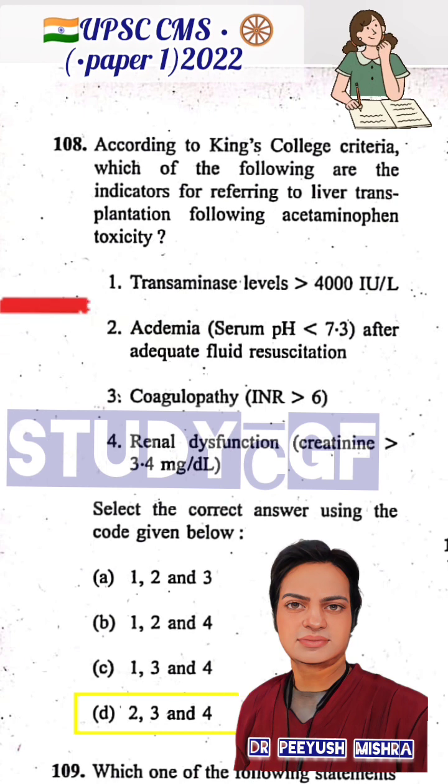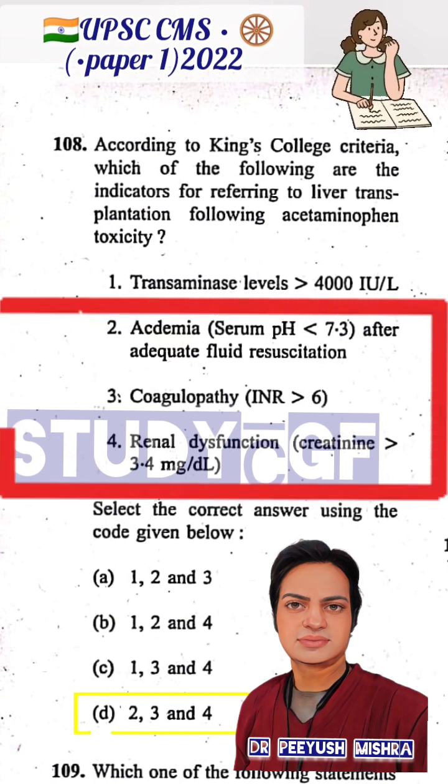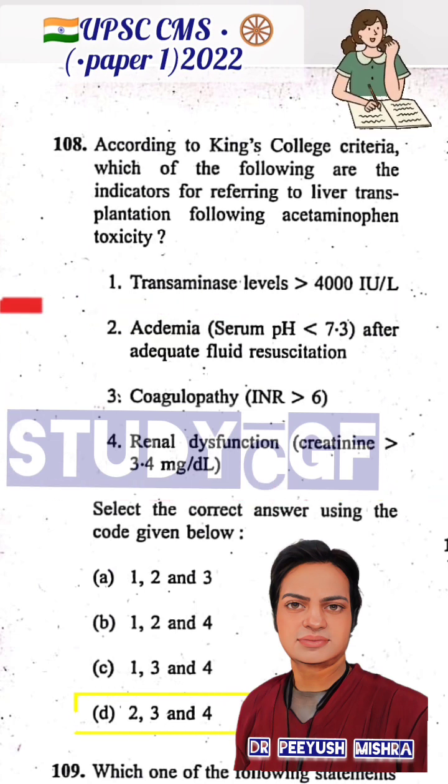Liver transplantation criteria. According to King's College criteria, which of the following are indicators for referring to liver transplantation? Following acetaminophen toxicity: acidemia, serum pH less than 7.3 after adequate fluid resuscitation, coagulopathy, INR greater than 6, renal dysfunction, creatinine greater than 3.4 mg per dL.